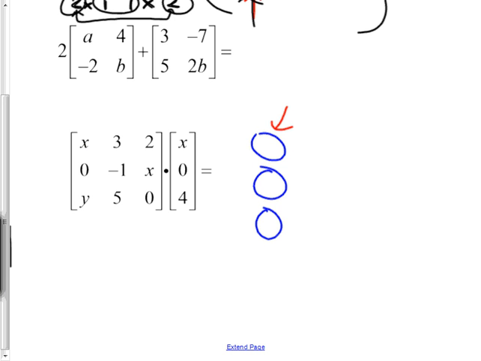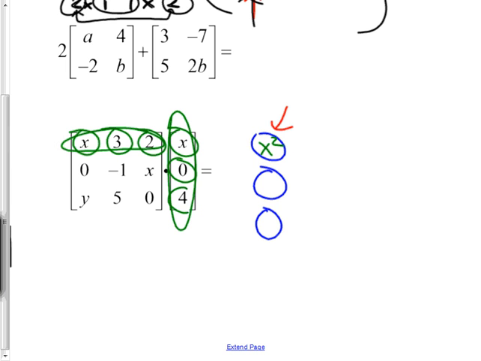For those of you at home, you should be doing the row 1 and column 1. And so x times x makes x squared. That's this one. And then the 3 times the 0 makes 0. The 2 times the 4 makes 8. What are we supposed to do with the 0 and the 8? We're supposed to add them all up. Final answer, x squared plus 8.